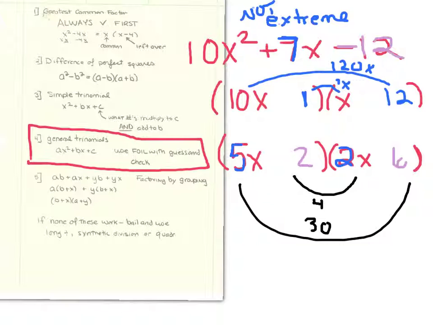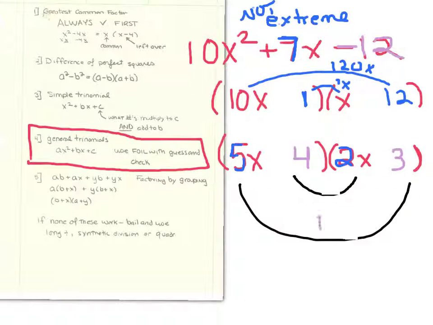And so I just need to keep erasing and trying different numbers until I get a combination. Like for example, if I try 3 and 4, my outside is 20, 5 times 4 is 20, my inside is 6, 20 and 6 don't make 7. So I erase and I try again, and I get 4 and 3.